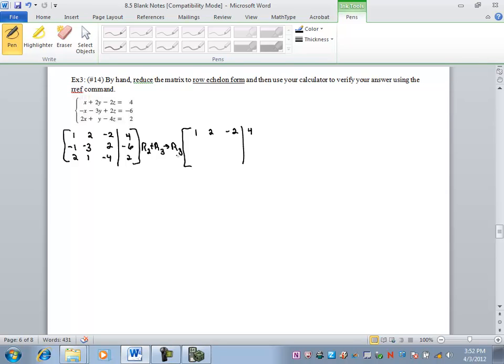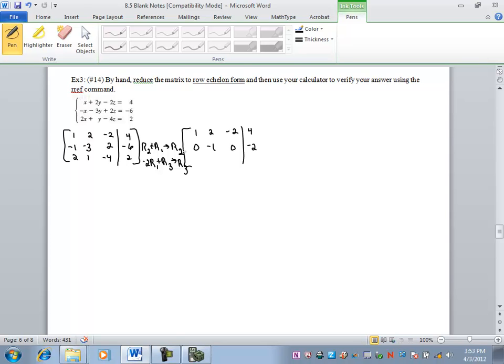So 1 minus 1 is 0. 2 minus 3 is negative 1. Negative 2 plus 2 is 0. 4 minus 6 is negative 2. And then for the third row, I'm going to take negative 2 times row 1 plus row 3, and that's going to give me my new row 3. I said something wrong a second ago, and I realize that now. To get this second row, folks, we took row 1 and added row 2. So row 2 plus row 1 gives me my new row 2. My apologies for that.